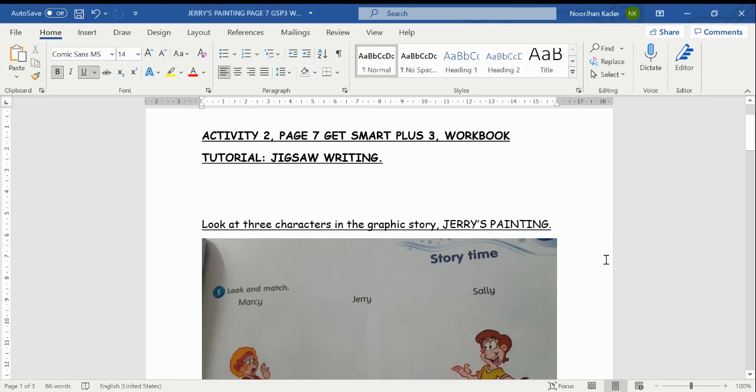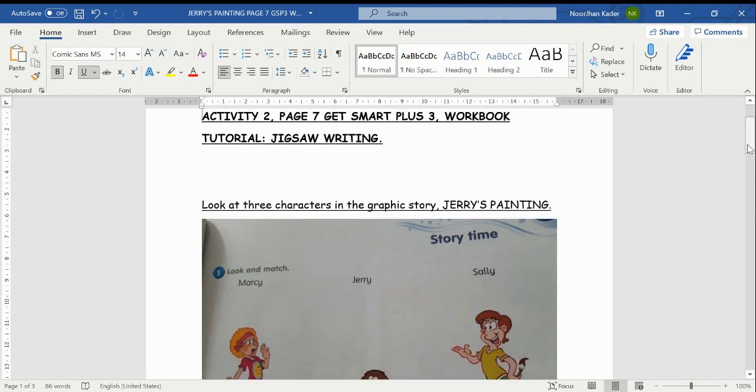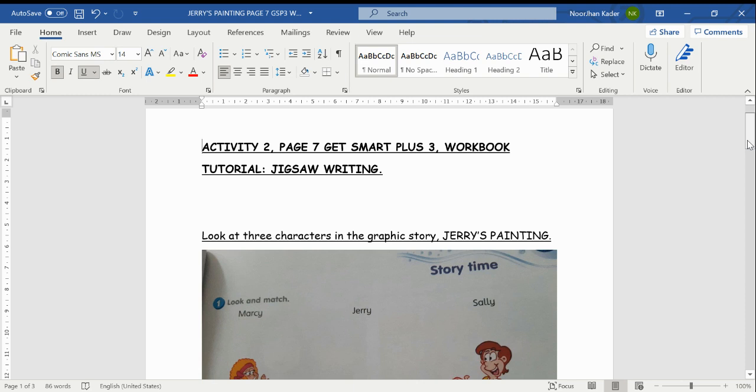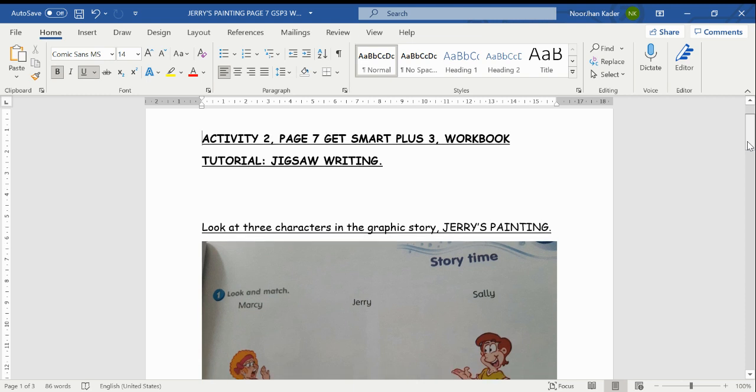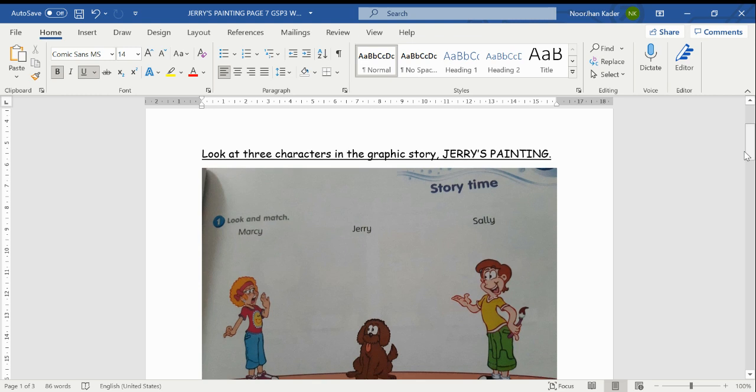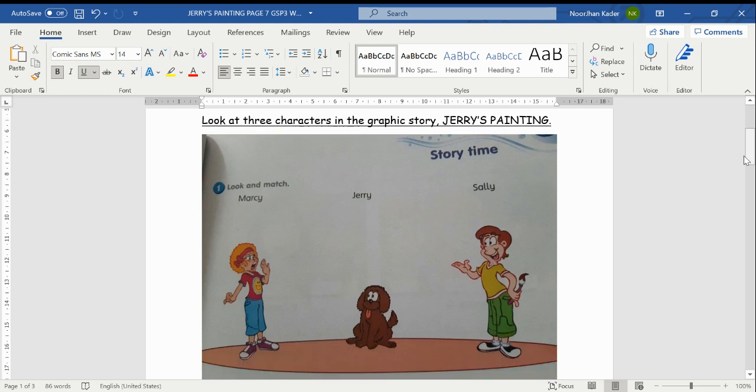Today we are going to learn how to write using the jigsaw writing style. Okay, so we are going to do jigsaw writing. Actually, let's go through these three characters first, which we already have come across in the graphic story.